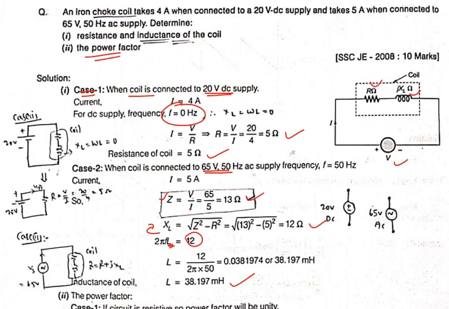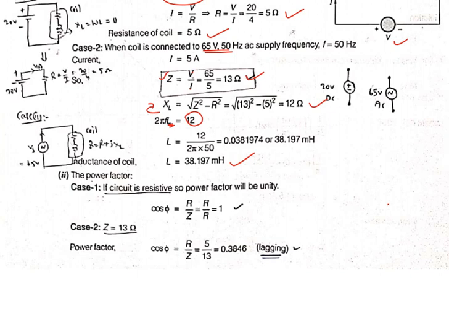For power factor, you know that cos phi equals R by Z, therefore R by R equals 1, unity power factor. In case 2, Z equals 13 ohms, so power factor equals R by Z, that is 5 by 13, 0.384, lagging because it is inductive in nature. The iron choke coil is inductive in nature, that is why lagging you have taken.